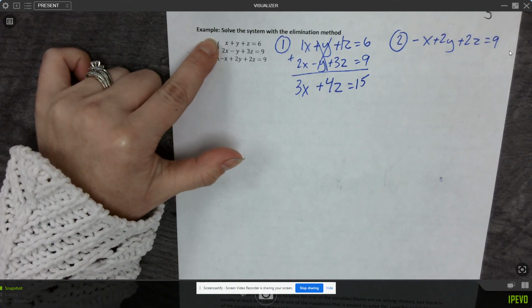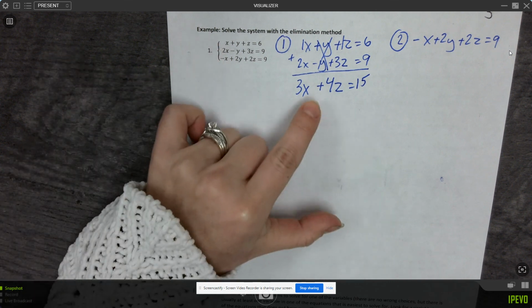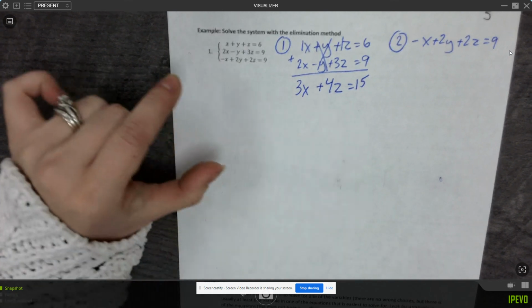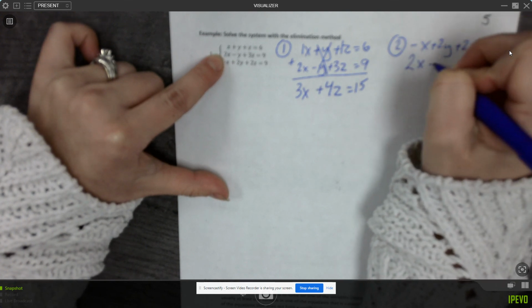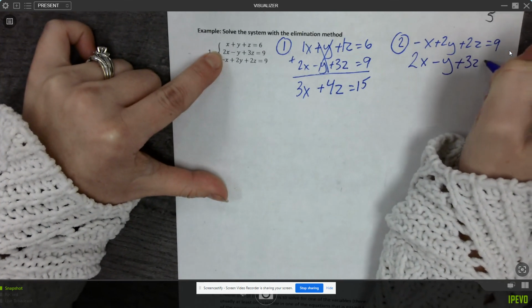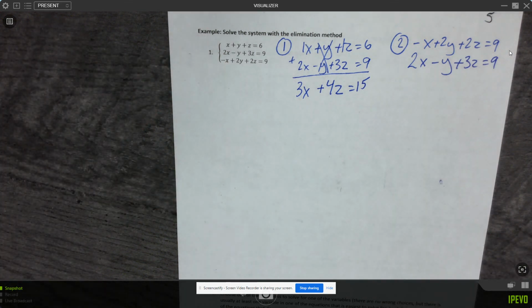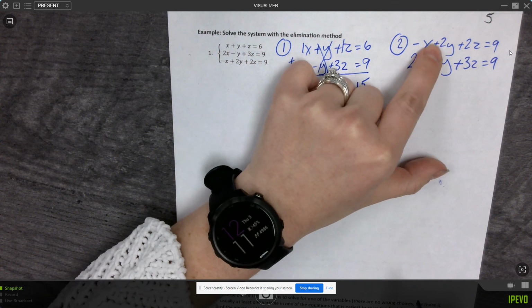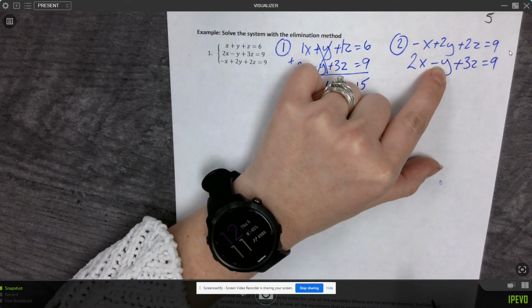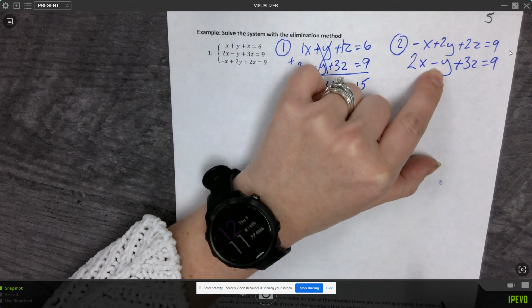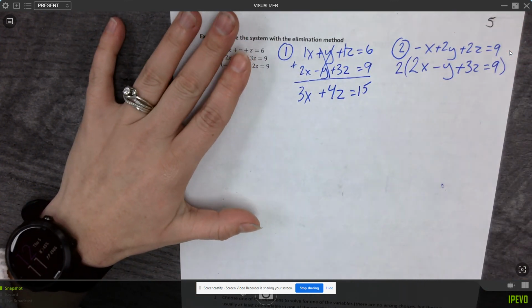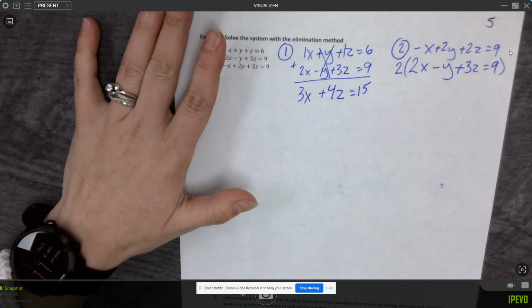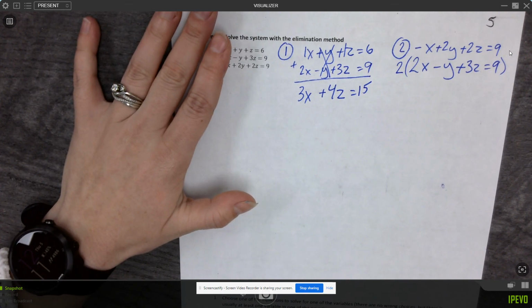But it's not helpful to eliminate x's because I didn't eliminate x's here. So instead, I'm going to use this middle one, 2x minus y plus 3z equals 9. I'm using the middle one because I now already have a positive and a negative. I just need to turn this y into a negative 2y, which I would do by multiplication, just like I always did with elimination, multiplying the entire equation by 2.